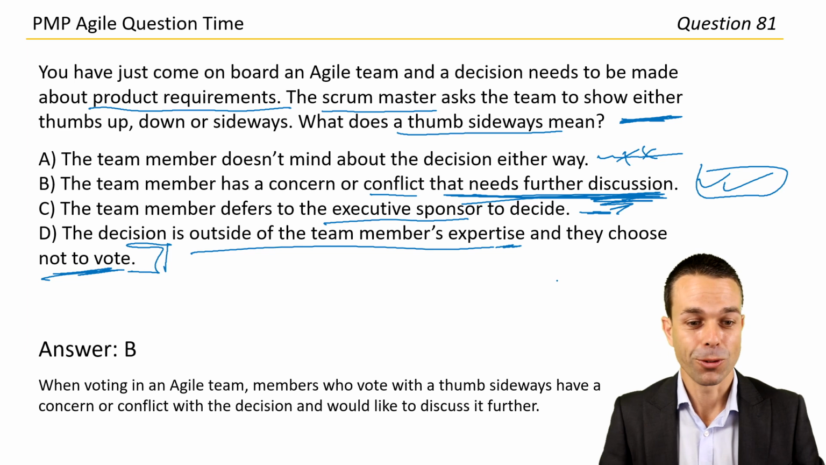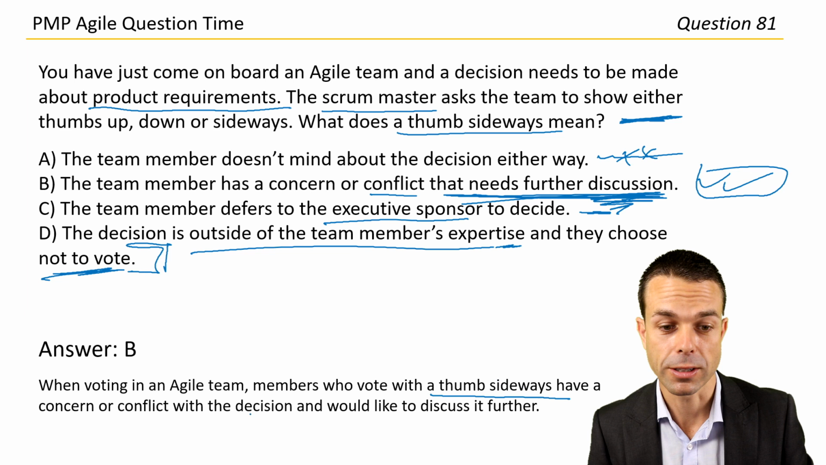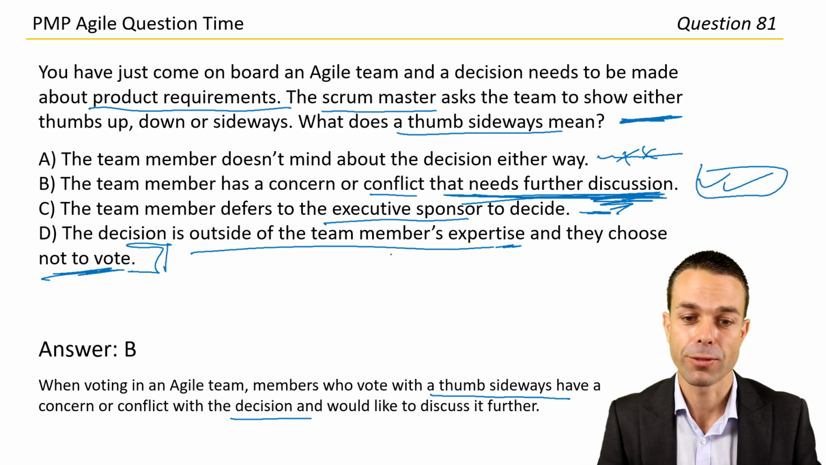And there it is. When voting in an Agile team, members who vote with a thumb sideways have a concern or conflict with the decision and would like to discuss it further. And it's the same with the fist of five.